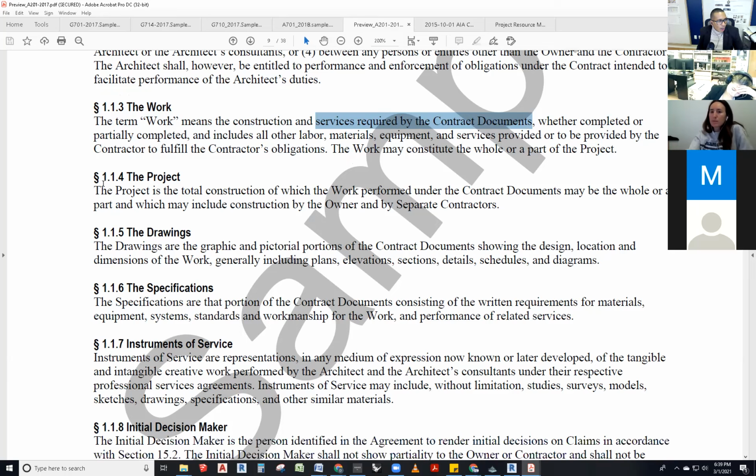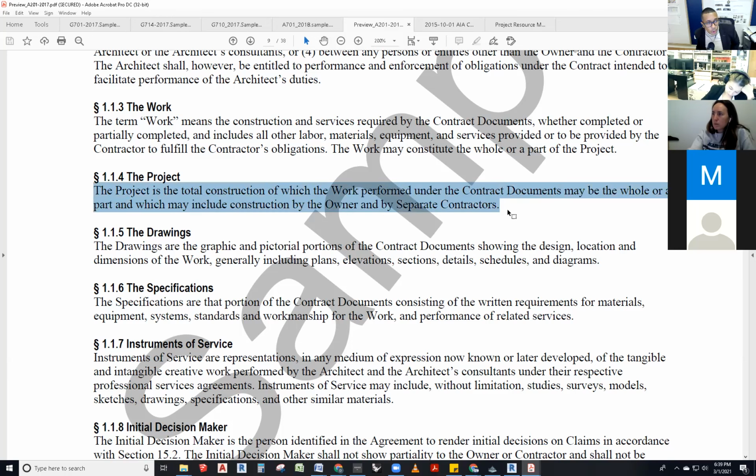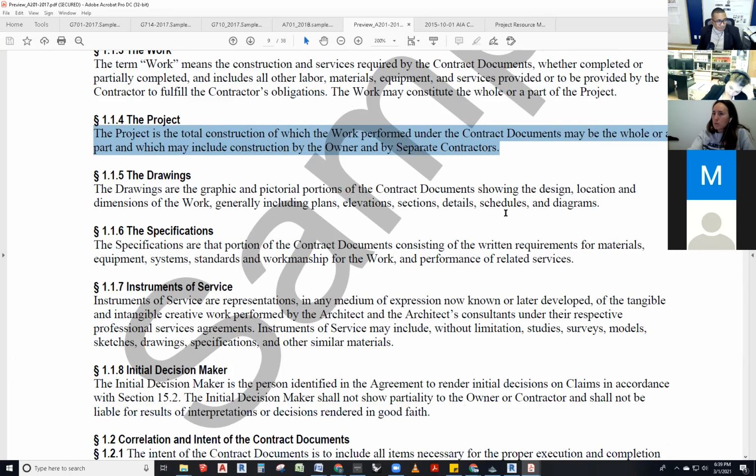So section 1.1.4, the project. All right. Don't confuse the work with the project. The project is the total construction of which the work performed under the contract documents may be whole or a part, which may include construction by the owner and by separate contractors. All right.